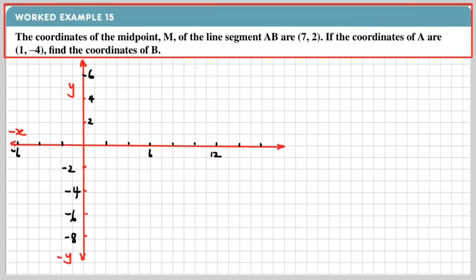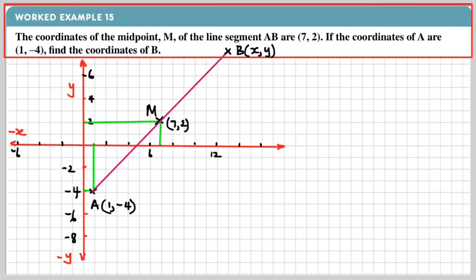Very nice. Now, let's start putting some values in so we can see what we're doing here. So what's this? 7 and 2. That's the midpoint of the line segment. Now, if the coordinates of A are 1 and minus 4, that's got to be A. This is one extreme end. That's the midpoint. So the other one's got to be up here somewhere, if you drew a line of which this was the midpoint. Let's see if we can represent that.